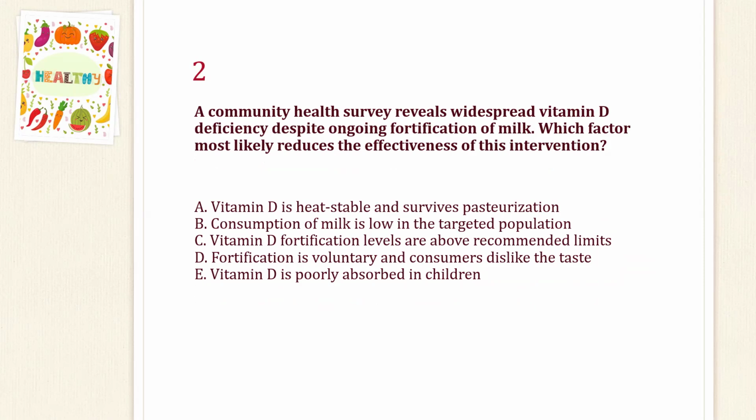The second MCQ is: a community health survey reveals widespread vitamin D deficiency despite ongoing fortification of milk. Which factor most likely reduces the effectiveness of this intervention? A. Vitamin D is heat stable and survives pasteurization. B. Consumption of milk is low in the targeted population. C. Vitamin D fortification levels are above recommended limits. D. Fortification is voluntary, consumers dislike the taste, and vitamin D is poorly absorbed in children. The right answer is B. Consumption of milk is low in the targeted population.